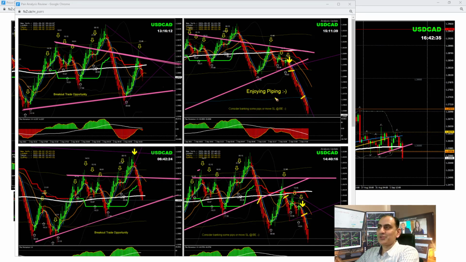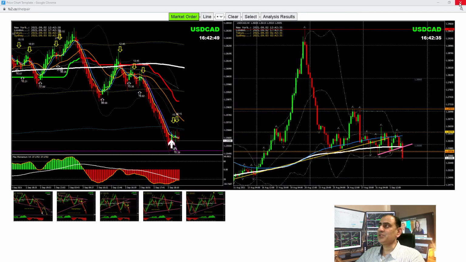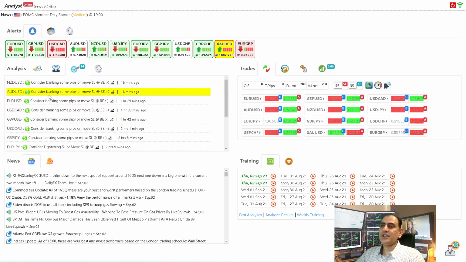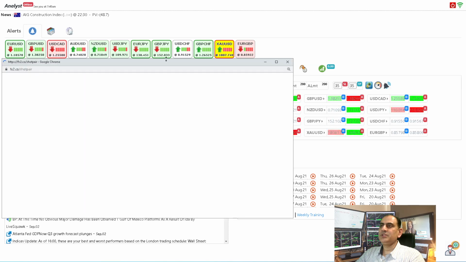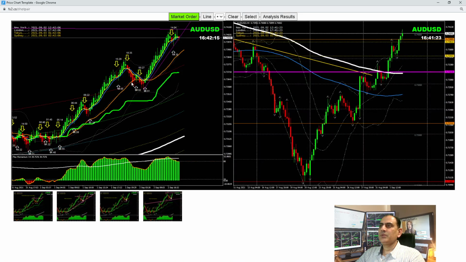So we had a beautiful short breakout trade on the dollar CAD. I hope, guys, you enjoy all these analysis details. We also had amazing trades on Aussie dollar and Kiwi dollar. Let me share with you the Aussie dollar trades here. We were long for a pullback. We have another, let me share with you.